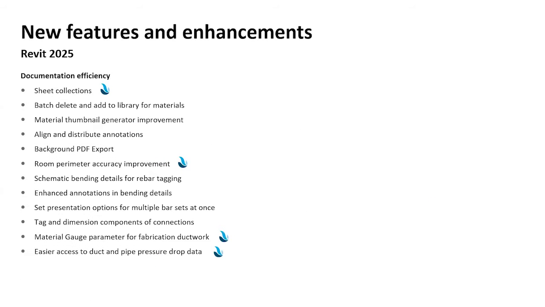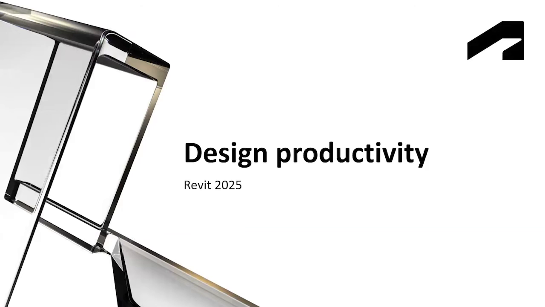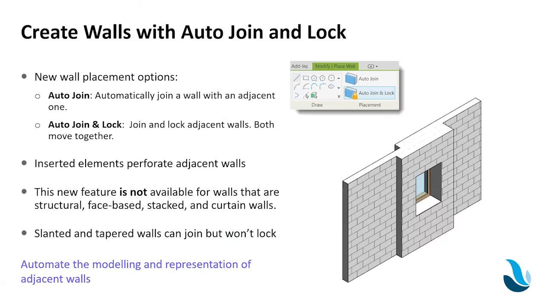So let's continue. Sheet collection, as far as document efficiency, the improvements in sheet collections and room perimeter accuracy, we'll talk about those. Let's start by talking about design productivity. And this is one that I'll demo. So I'll jump into Revit in a moment. But basically, when we're creating walls, we can have them adjacent or even overlapping and automatically join and lock.